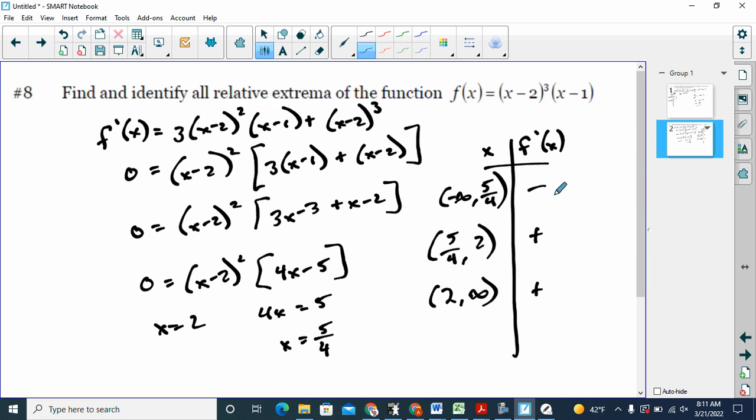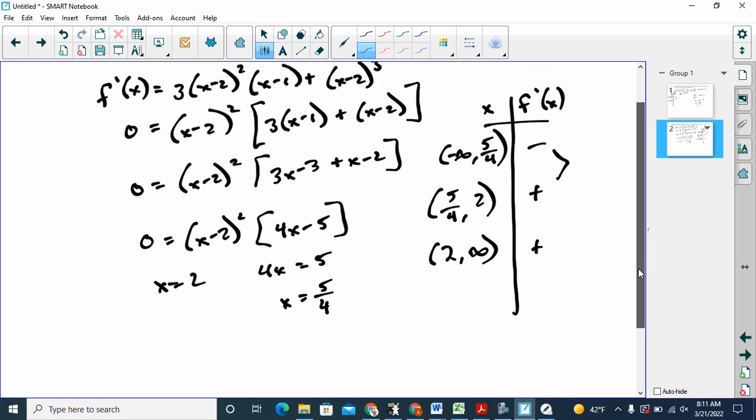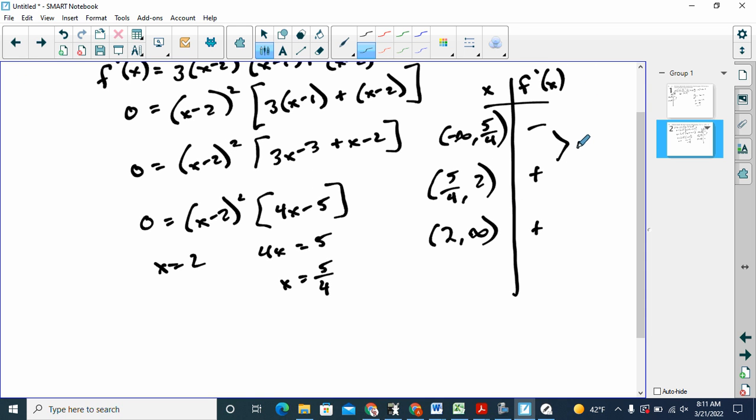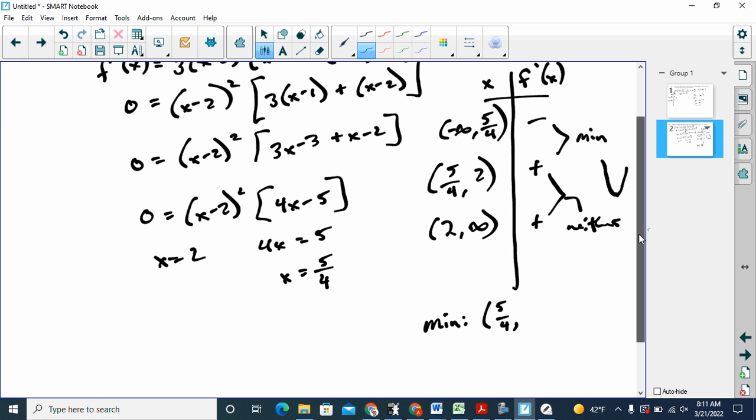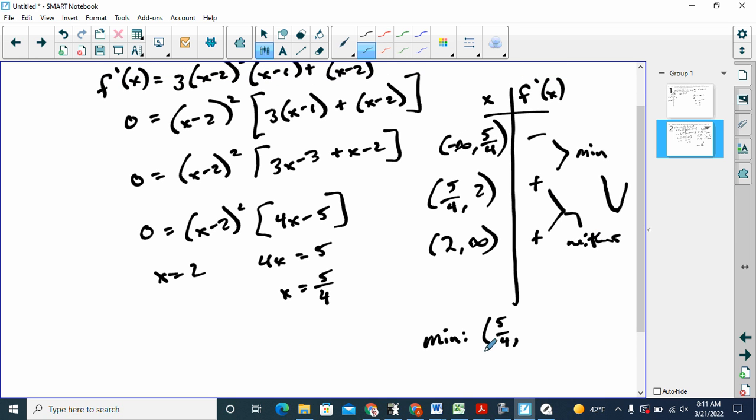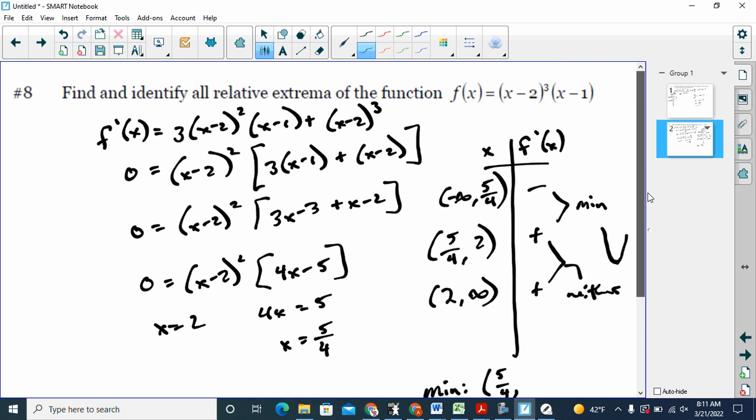So at 5 over 4, my derivative changed from negative to positive, which tells us that we have a relative minimum. The graph was decreasing, and now it's increasing. That's going to be a minimum value. The x value of that minimum is 5 over 4. At x equals 2, I have no sign change in my derivative. That is neither a min nor a max. We are listing out our points where we have relative extrema, so we don't need to worry about that one. I just need the y value of that relative minimum.